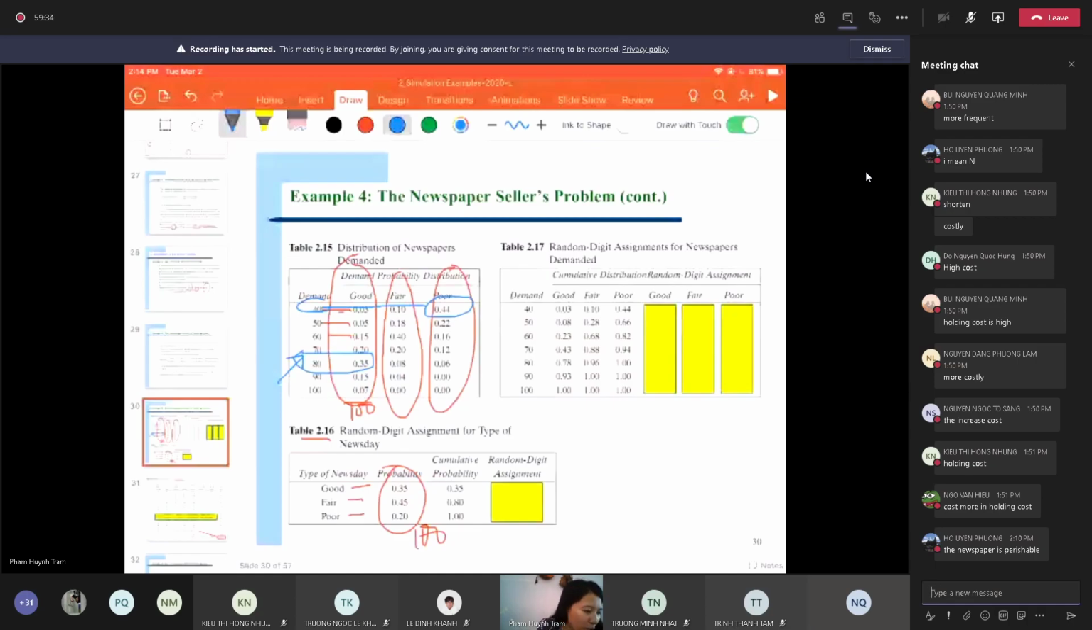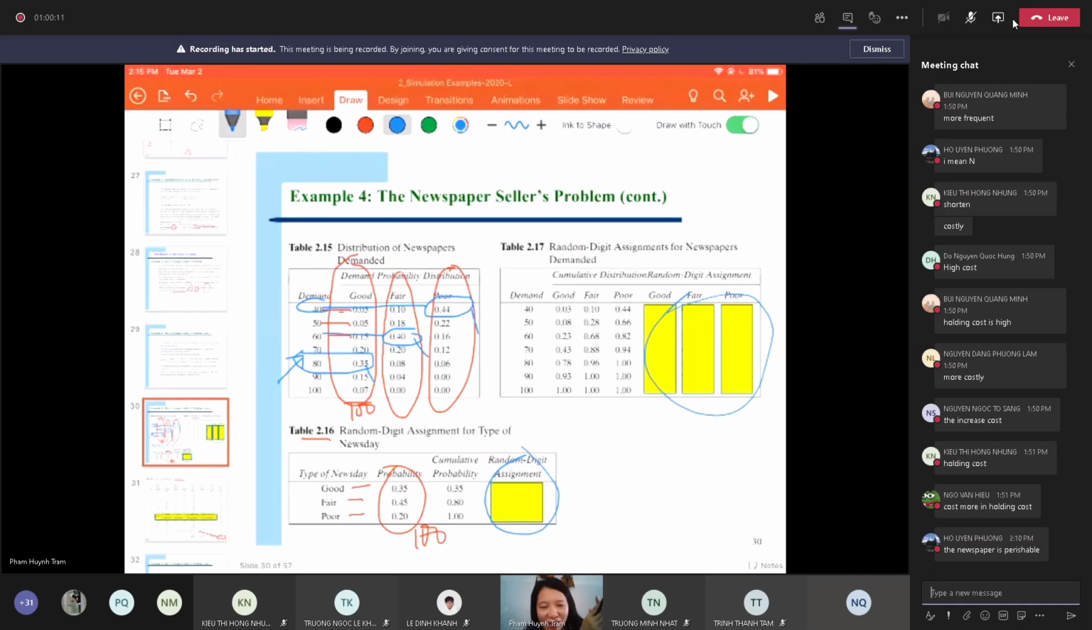So in our simulation table, we will again assign a random digit, this one, to generate the demand depending on the day. We also assign random digits to decide whether this is a good day, fair day, or poor day, corresponding to this probability. Again, we will try to find out what is the number of newspapers we should buy, what is the inventory level we should stock.